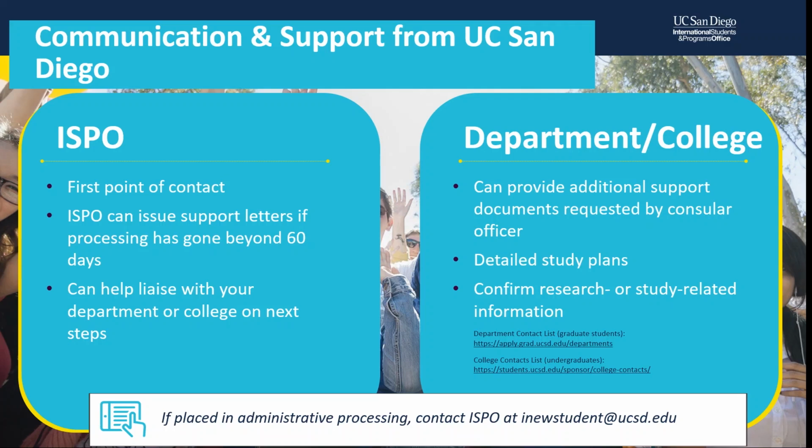For example, departments can provide more detailed study plans upon request, and they can confirm certain research or study-related information on official letterhead. Also, ISPO can follow up directly with the U.S. consulate or embassy with a support letter on your behalf if your administrative processing case has gone beyond 60 days.